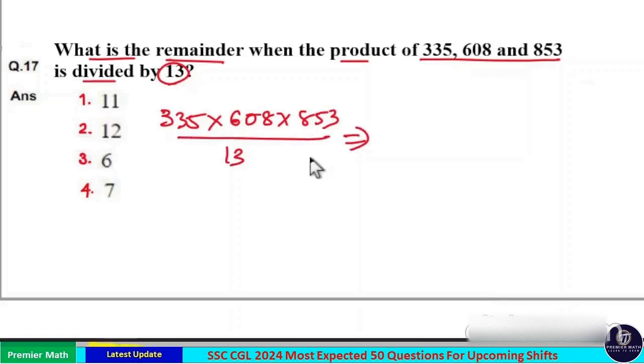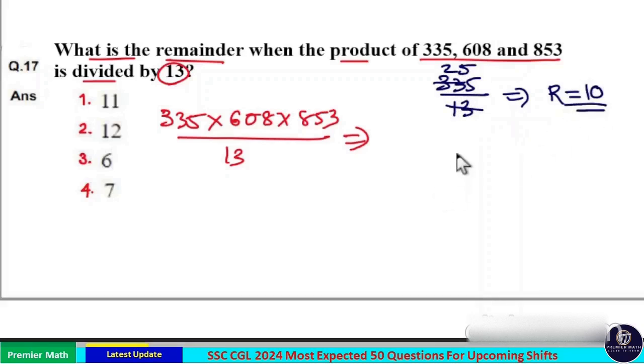Now there is a short trick to find this answer. Here divide all these three numbers with 13 and find the remainder. That is 335 divided by 13 and find remainder here. 13 goes 2 times in 26, remaining 75. 13 goes 5 times in 65. So remainder is 10 here.